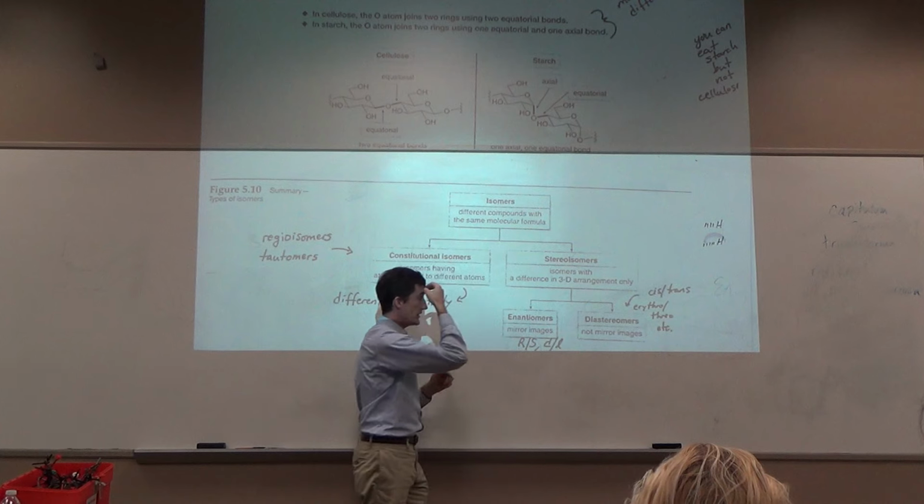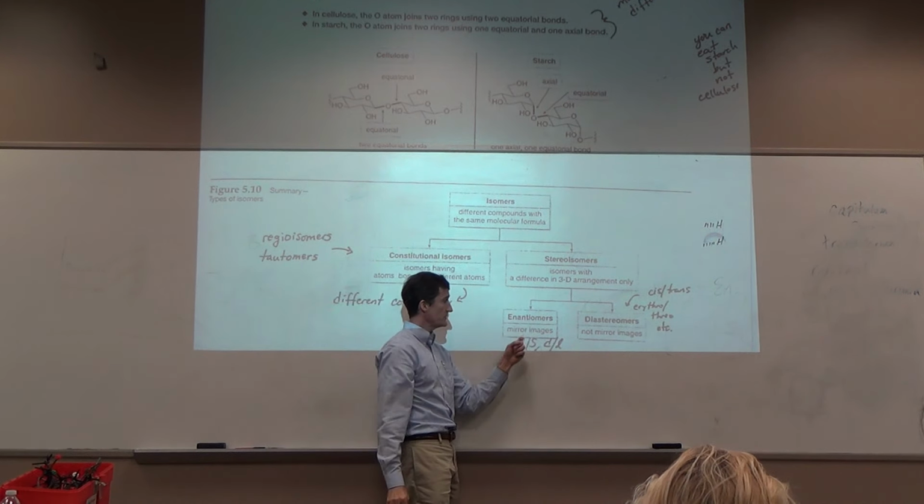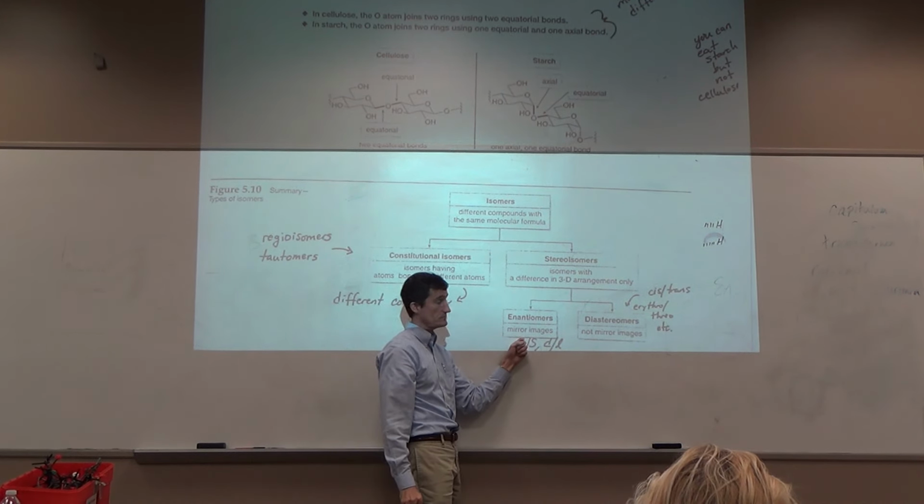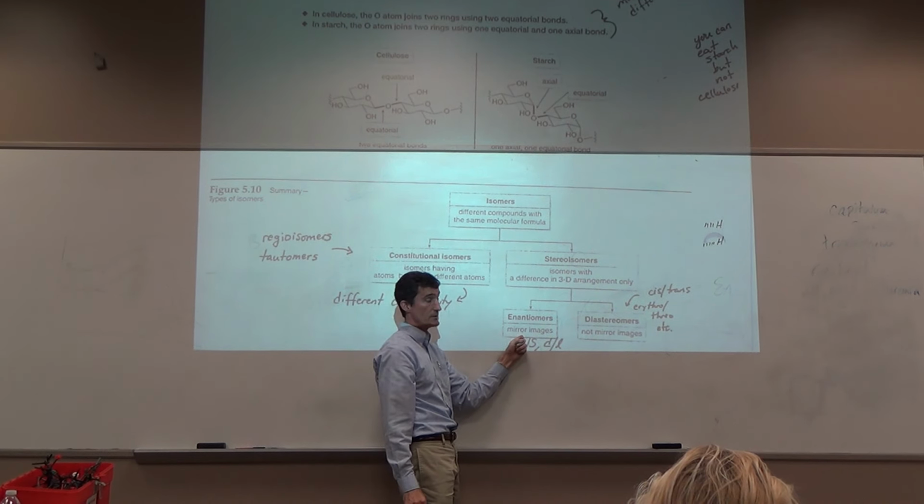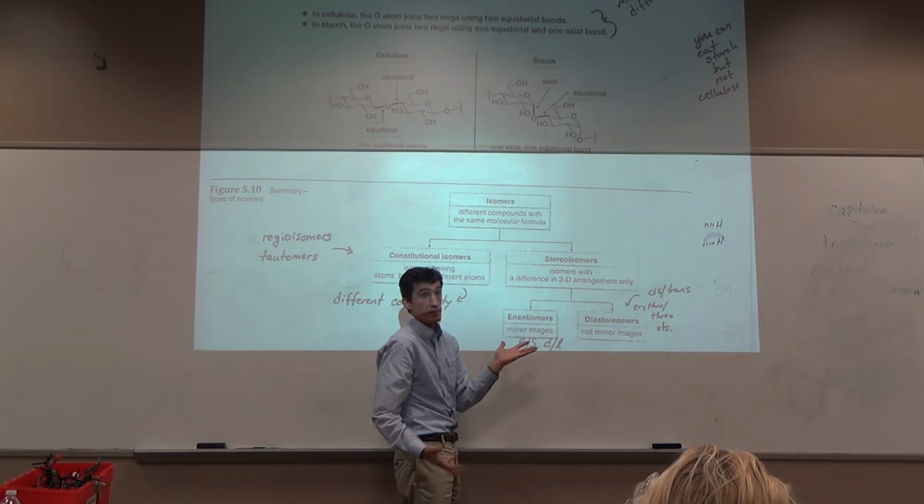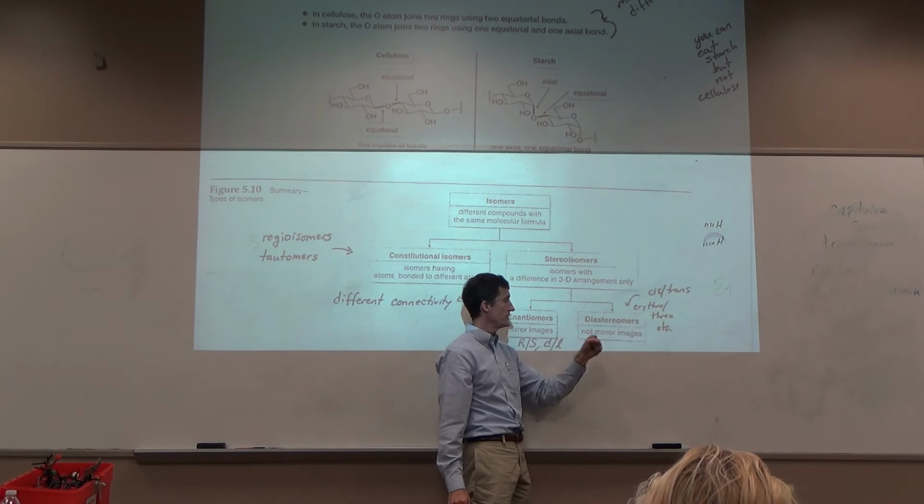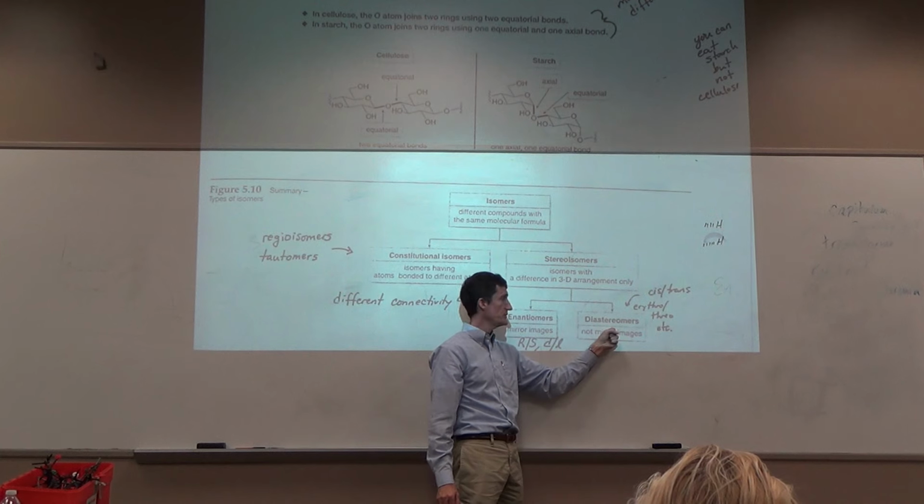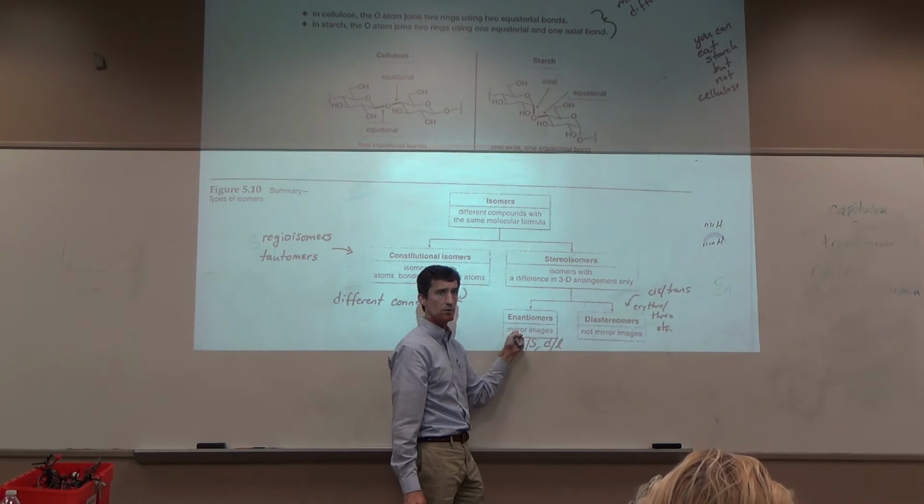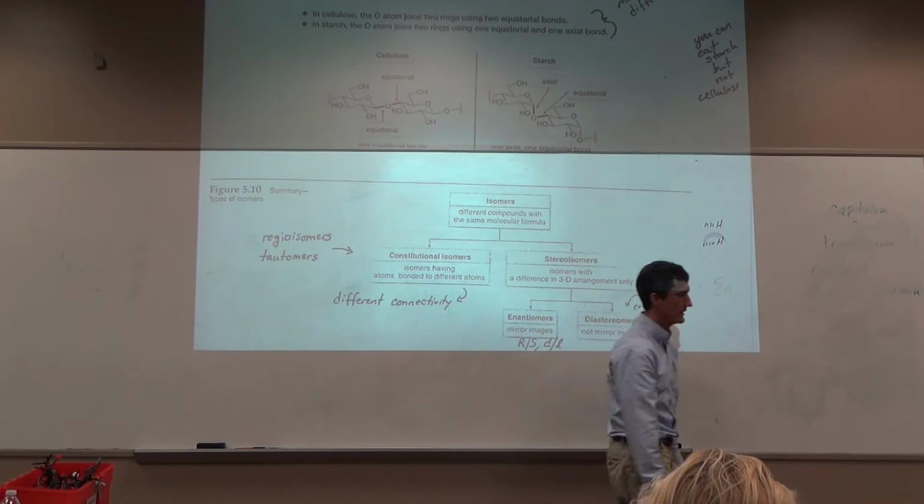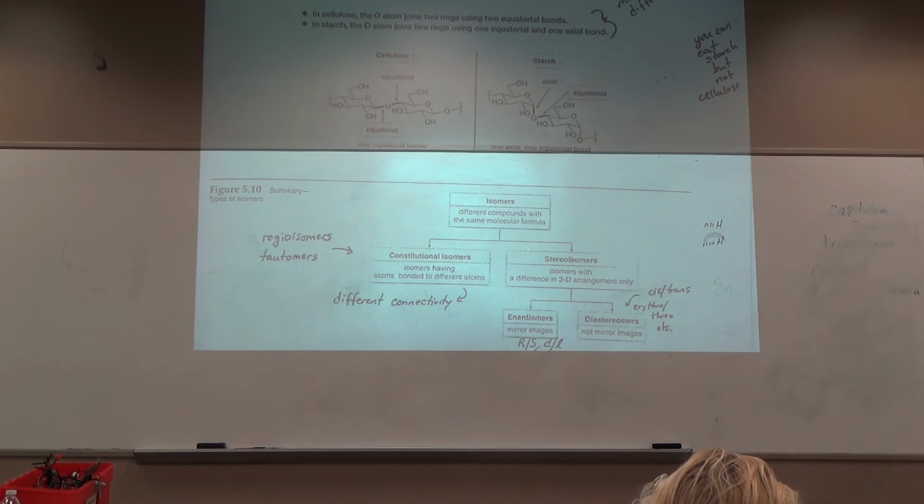There's two types of stereoisomers. Enantiomers are mirror images. Mirror images that are different. Because if they were the same, they wouldn't be stereoisomers. They'd be the same thing. Mirror images. If they're not mirror images, they're diastereomers. Diastereomers is sort of a default. You first say, are they mirror images? If not, then they're diastereomers. As long as they're stereoisomers.